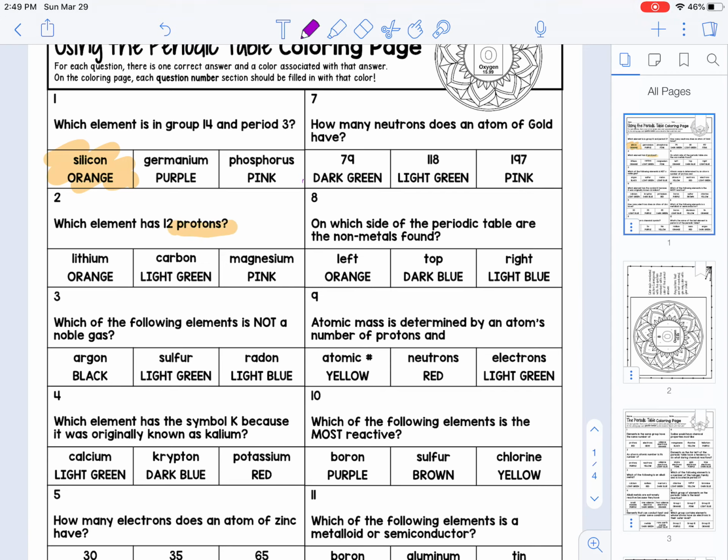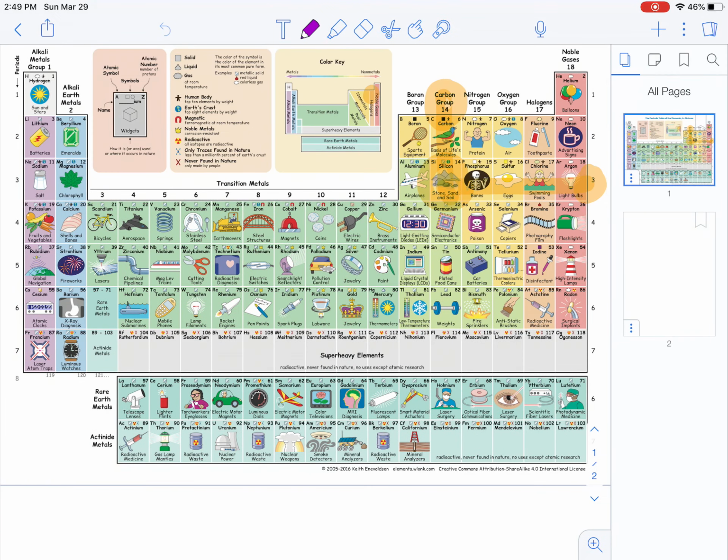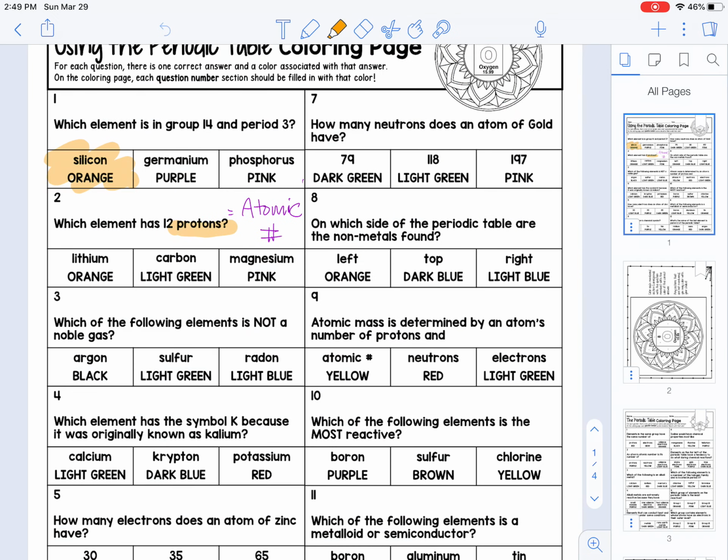Now you'll hopefully remember that protons equals the atomic number. So we just need to go to our periodic table and see which element has the atomic number of 12, and it starts here with 1 and goes over 2, 3, 4, and then if we keep going, 12 is going to be down here with magnesium. So for our second question, our answer is magnesium, and you're going to color number 2 pink.